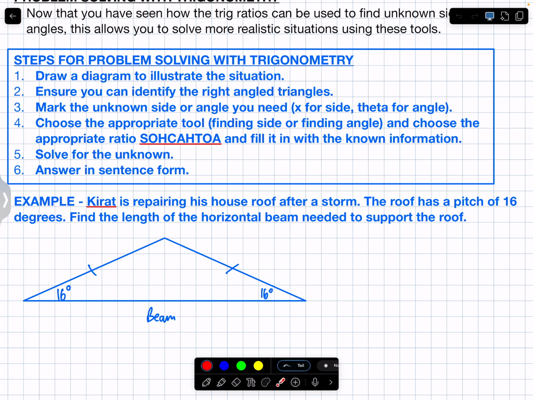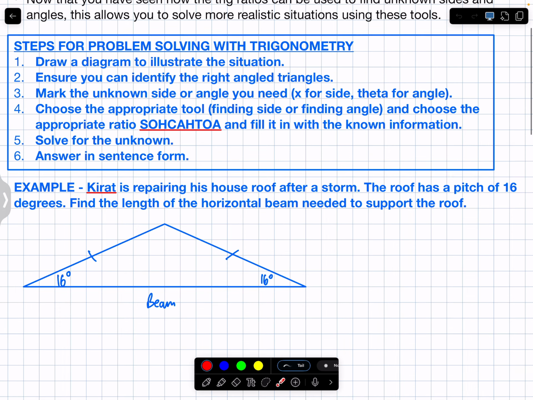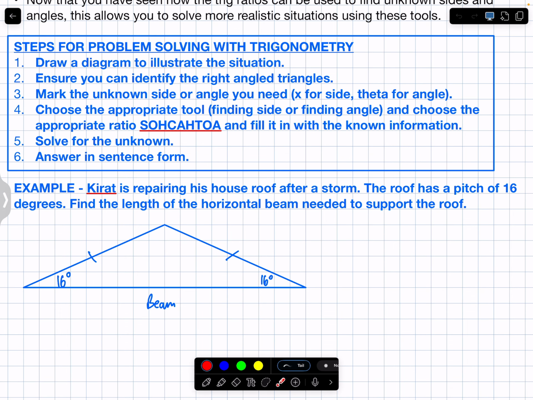Kirat's repairing his house roof after a storm. The roof's got a pitch of 16 degrees. Find the length of the horizontal beam needed to support the roof. A couple of minutes for that. If you're a bit ahead, is that a right angle triangle? Could we make some right angle triangles? Okay, good. Yeah, there we go.